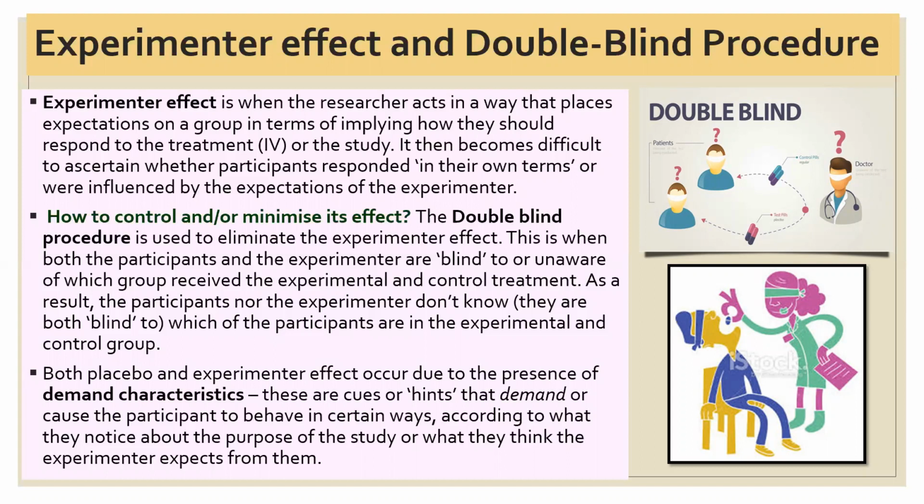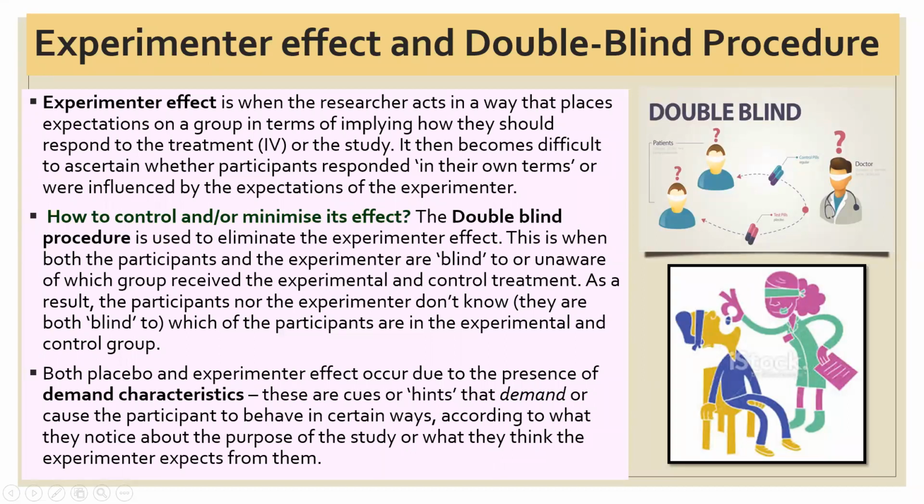Now, how do we control or minimize the experimenter effect? We use the double-blind procedure. As you can see in this diagram, the double-blind procedure is when the experimenter doesn't know who's getting the IV and the patients don't know who's getting the IV. So the patient doesn't know if they're in the experimental group or if they're in the control group.